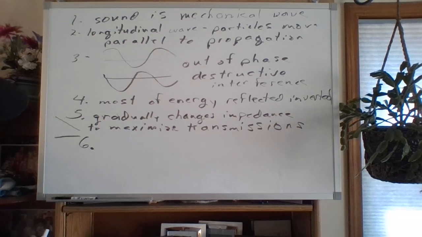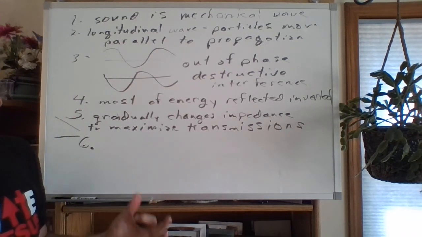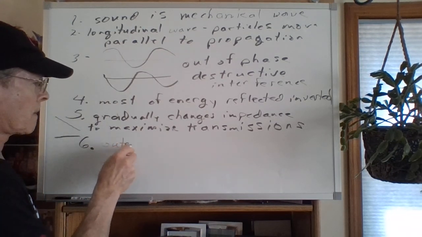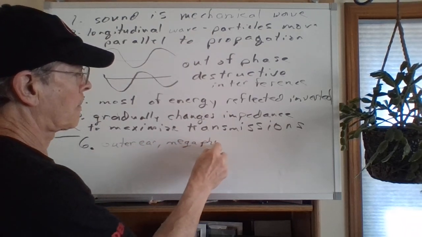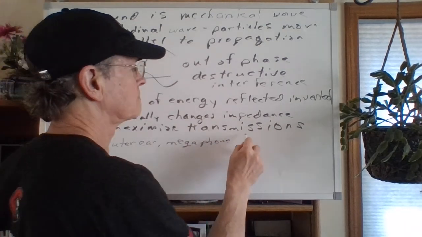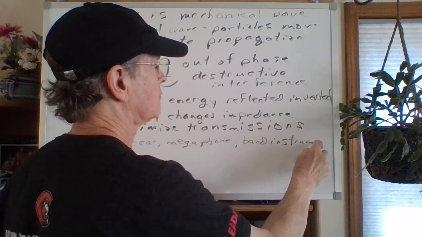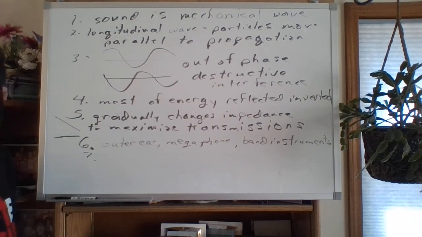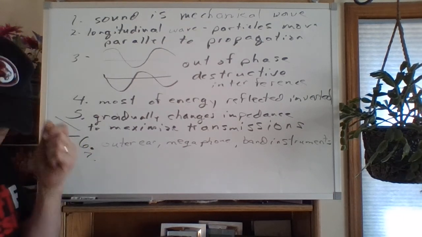Okay, six. An example of an acoustical impedance transformer is, well, the outer ear, the flared end of a wind instrument, a megaphone. Yeah, all of these, right? Outer ear, megaphone, band instruments. Increase the transmission. It doesn't amplify it by adding energy, it just transmits more energy.